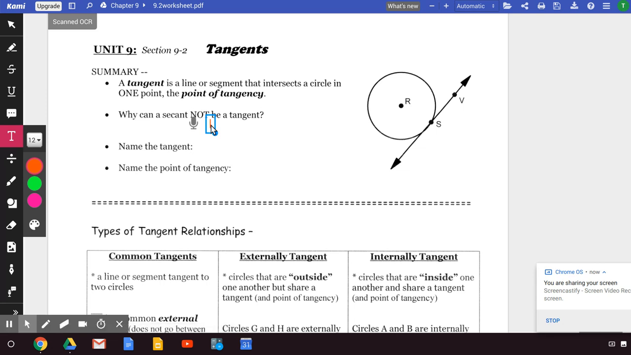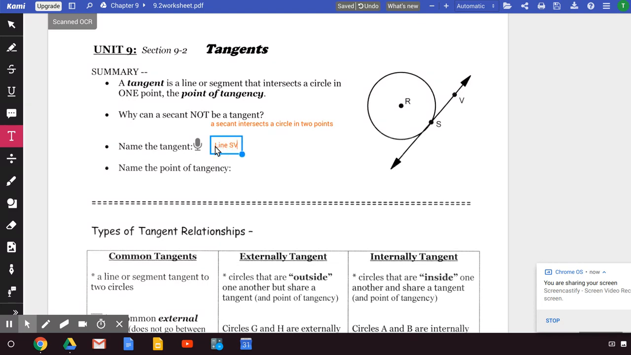This is because a secant intersects a circle in 2 points, while a tangent only intersects a circle in 1 point. So if we had a secant here, it would go inside the circle. It wouldn't just be touching it at 1 point. So the tangent line for this drawing is line SV, and the point of tangency is point S.